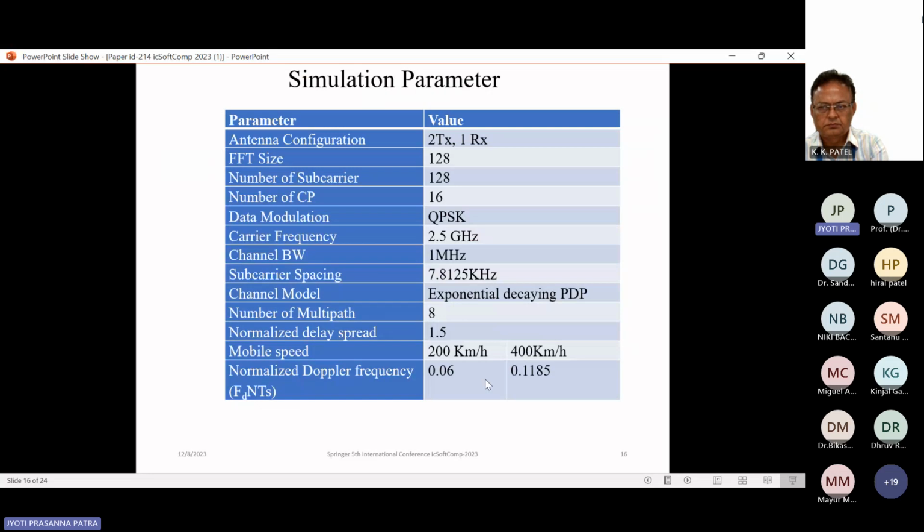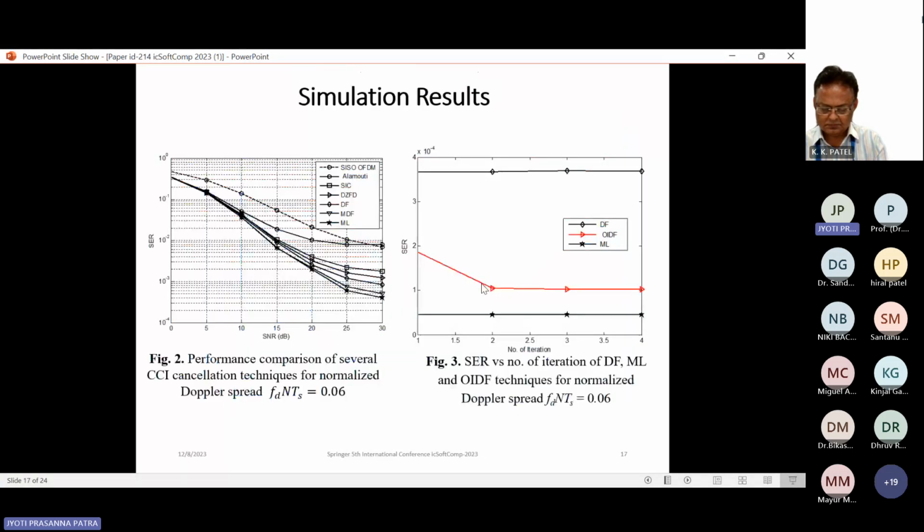So this is the OIDF-PIC-OIDF method. For the simulation results we have taken two transmit antennas, a single receive antenna, FFT size 128, number of carriers 128, cyclic prefix 16, QPSK modulation, and carrier frequency 2.5. These are the simulation parameters we have taken into consideration, and these are the results. We see that the OIDF method approximates ML with very low complexity, and that I equal to 2 iterations is sufficient to get its optimal value.